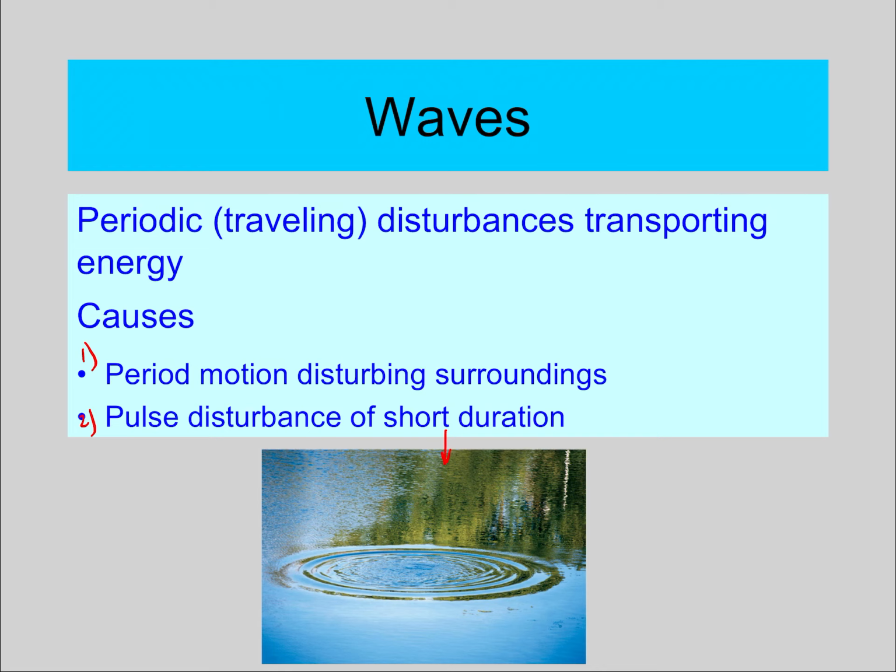Now, a wave is defined as a periodic or traveling disturbance that transports energy. Okay, so transporting energy means that it's capable of doing something. It's capable of being detected, capable of producing sound and things like that we're going to talk about. Okay, so two causes of a wave, and then the definition.